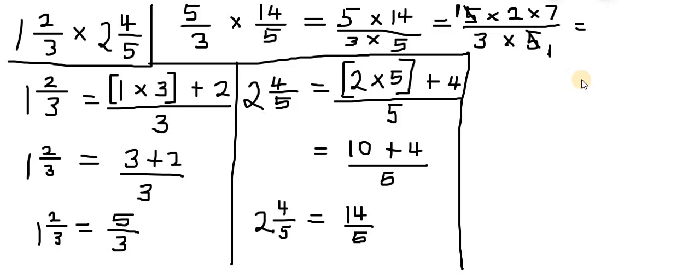So, we multiply all of that together. So that's 1 times 2, that's 2. 2 times 7, that's 14. And at the bottom, 3 times 1, which is just 3. So, 1 2 over 3 times 2 4 over 5, which is the same as 5 over 3 times 14 over 5, gives us this answer after it's simplified and multiplied. So, 14 over 3. Okay? Make sure to slow it down. Go back through it again to understand it perfectly. Okay?